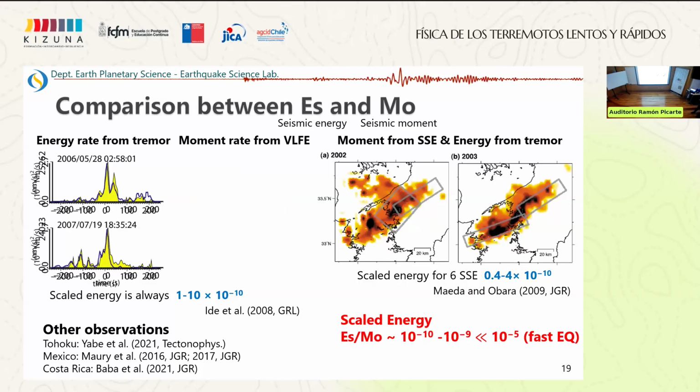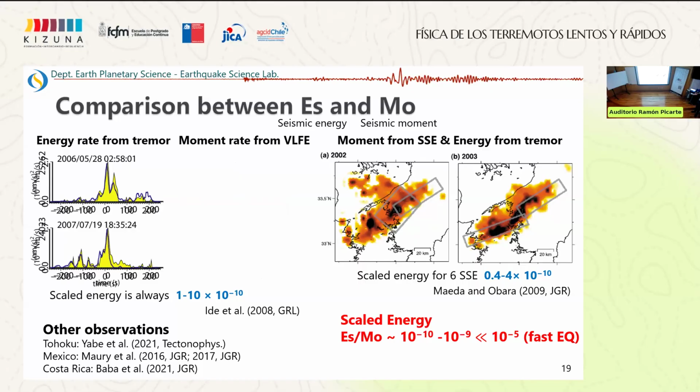So we can say tremor keeps seismic moment and seismic energy at almost the same average rate. And this rate is called scaled energy, seismic energy divided by seismic moment. And this scaled energy is 10 to the minus 10.